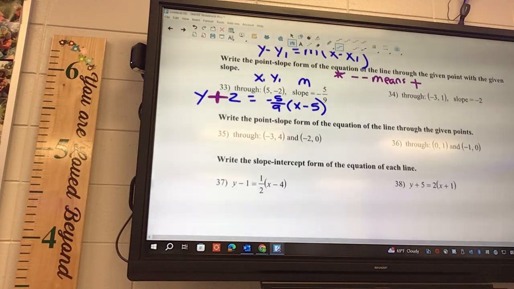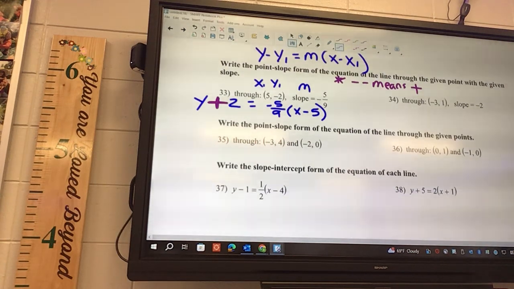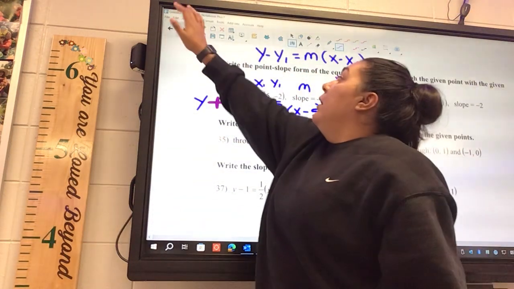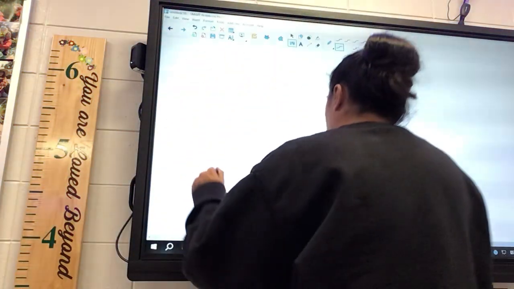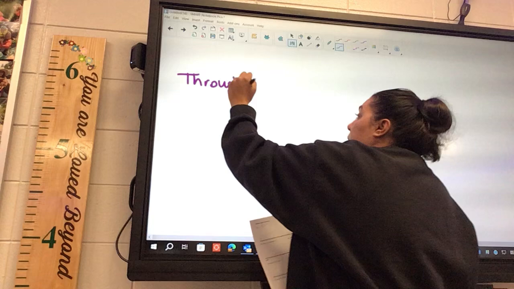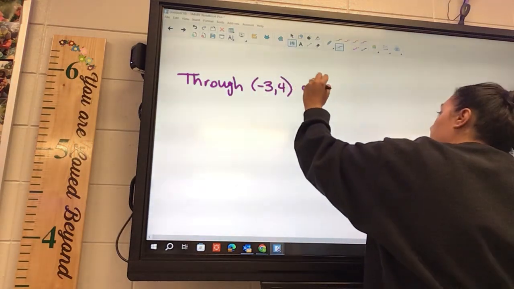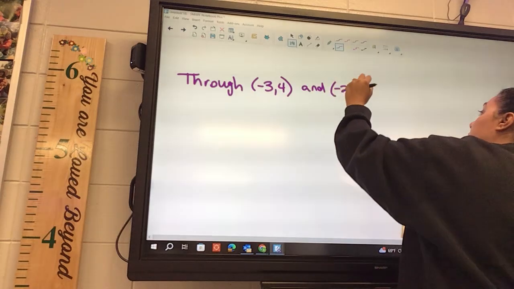I need to scroll down to have enough room to write on 35, okay? So you guys are going to be writing on 35, but I'm going to go to the next page so I have room to write 35. Does that make sense? Okay, so let me write down. So it says through negative 3, 4, and negative 2, 0.